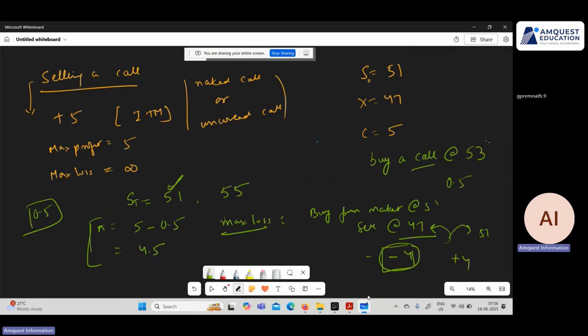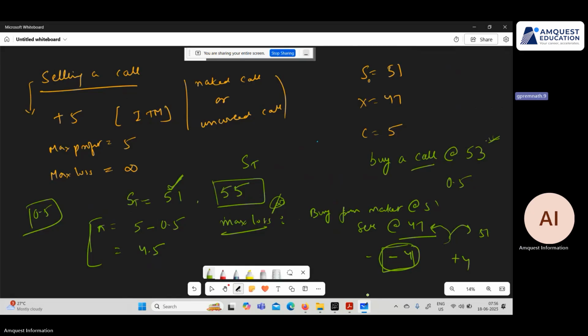If there is no 53, the maximum loss is infinity. You understand that? Yes, that I understood. Let's talk about if it is 53 and at the expiration the price is 55. So what would you have at 55?